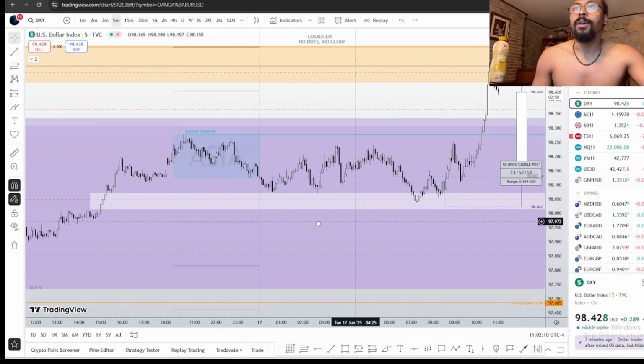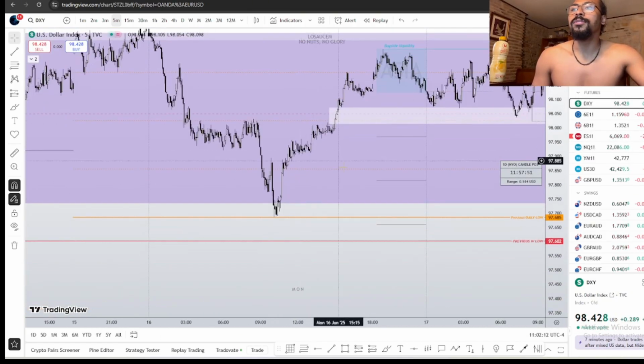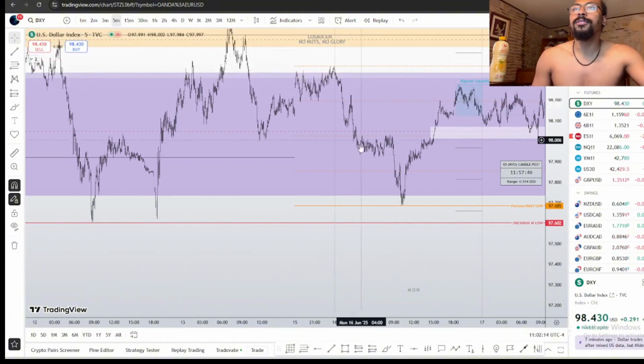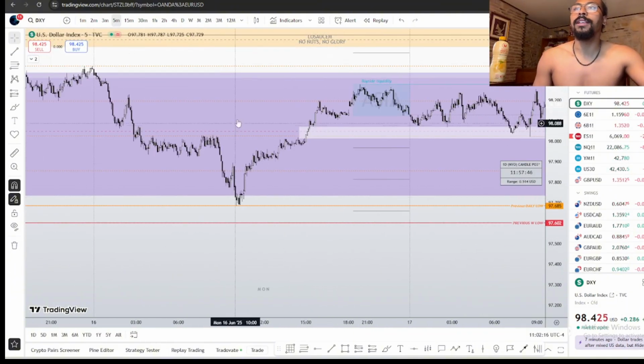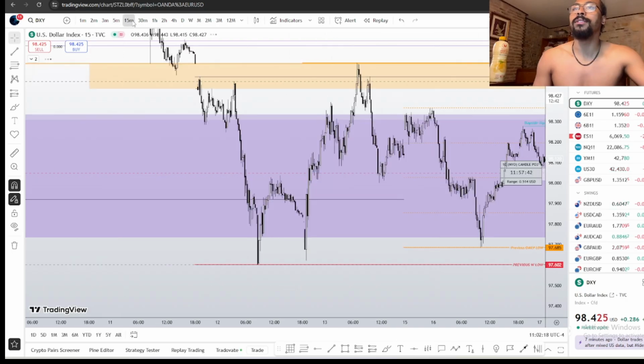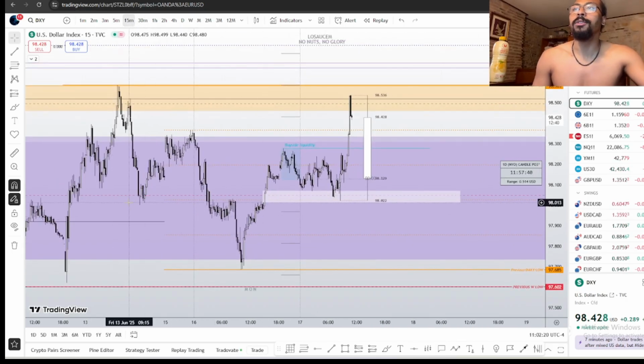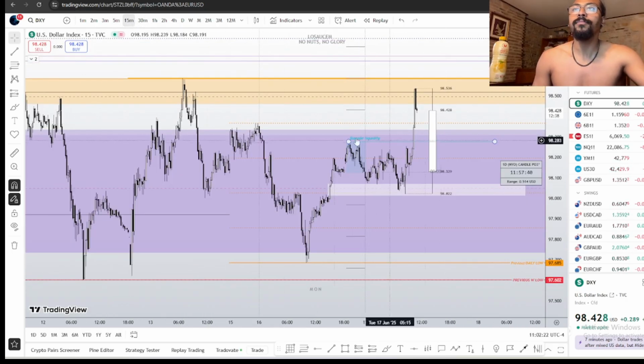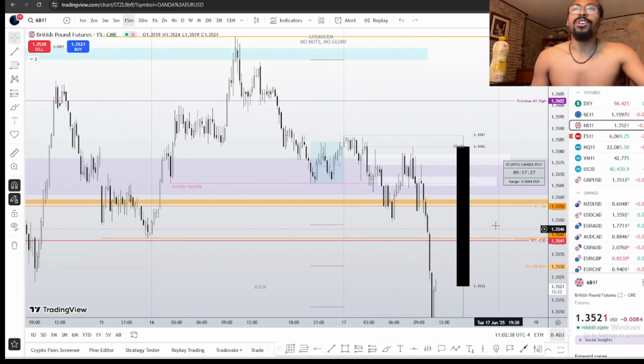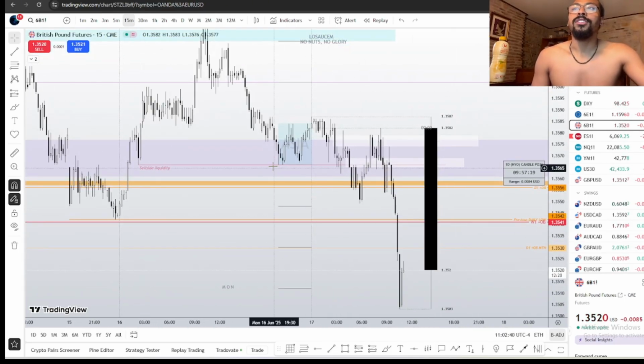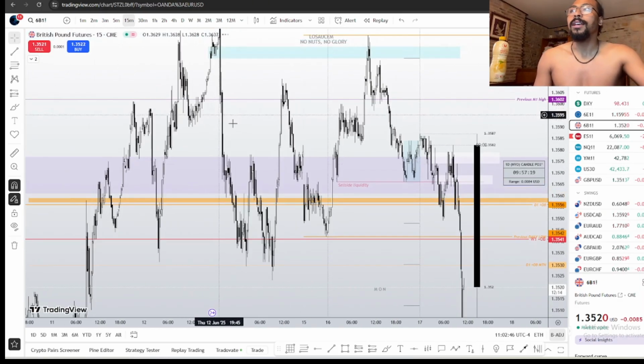So you got those previous weekly lows right in here, relative equal lows. I was thinking that price was going lower. That's what my draw on liquidity was. Previous daily high, Asia. As you can see on GU, it took out Asia, took out the sell side liquidity pool that was basically relative equal lows, and then you have the previous daily low here.